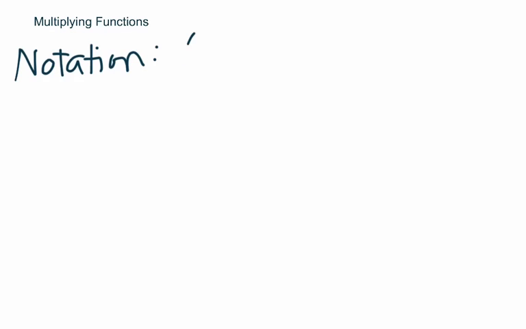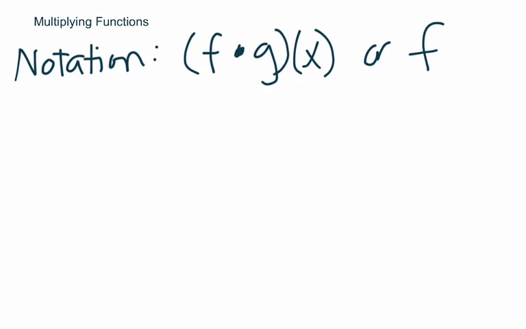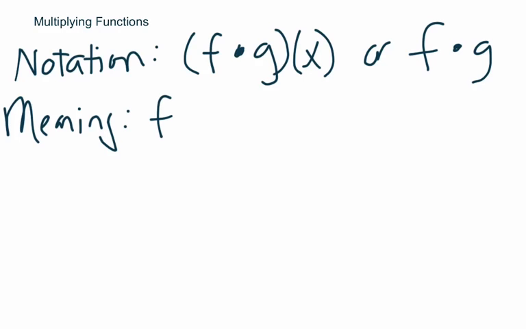The notation for this is f times, and you'll notice I'm being kind of intentional about that, f times g of x, or you can simply write f times g, and the meaning of the notation would be taking f of x and multiplying it by g of x. So you're just going to take the two functions and multiply together. Now I am going to make a little note here.